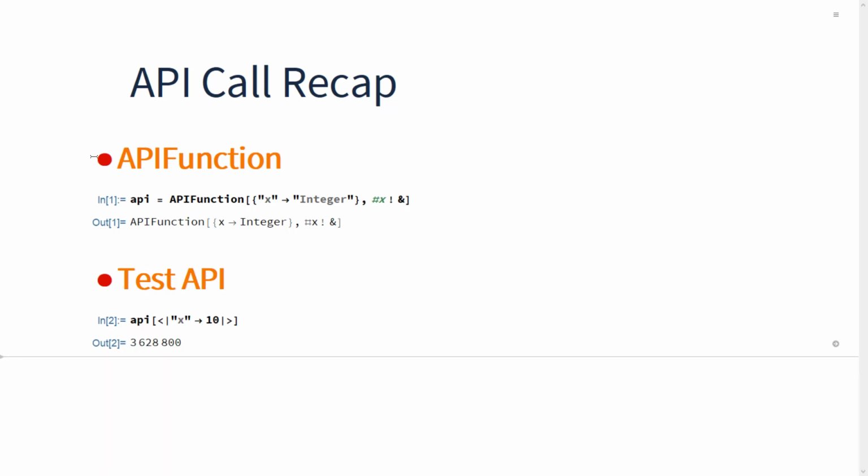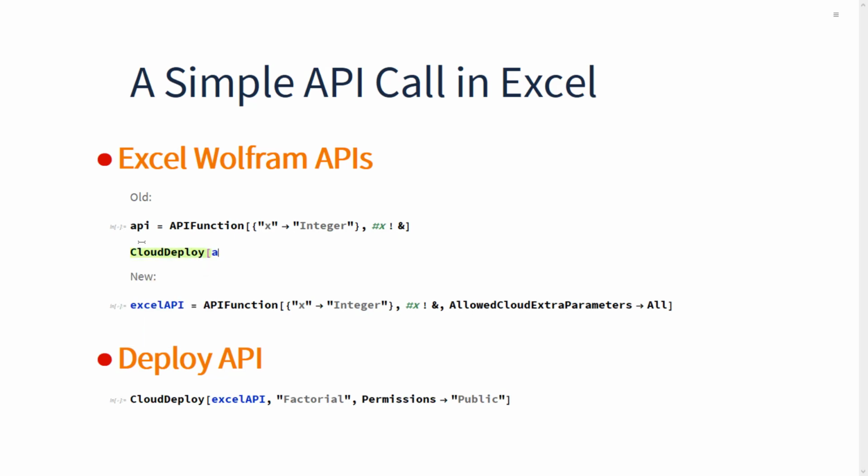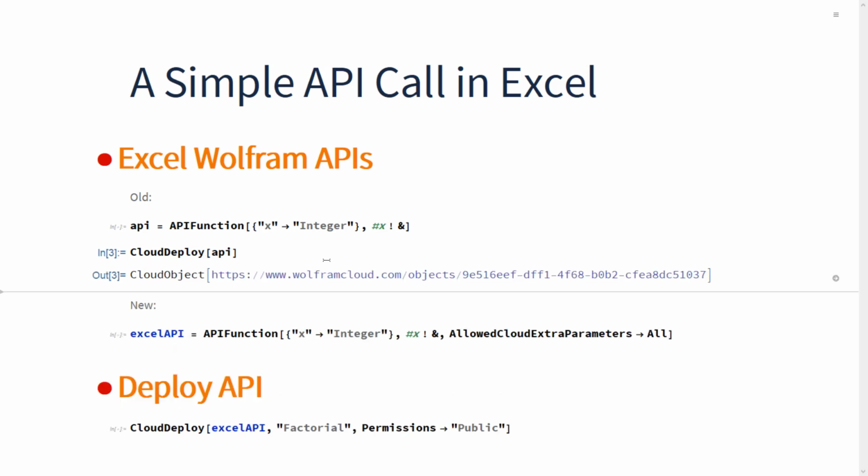So this is all great, but this is just using Wolfram Language in a Wolfram Language setting. In this case, it's Mathematica. So how do we call this in Excel? Well, we've already seen what the APIFunction looks like. And what we could do with this API is run CloudDeploy on the API. If we were to run this, we could access it. We could click on this link, and it would take us to the API, and we could call that API. But we're not going to do that now. We want to just access this API within Excel.